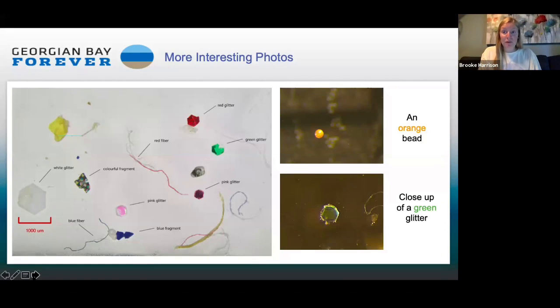And then just some fun, well, relatively fun, I guess, images that we are finding. It's not just microfibers we are seeing; different types of microplastics. So glitter, we're seeing red glitter, green glitter, pink glitter, blue fragment, white glitter. These beads, these orange beads, we are seeing a lot of different microplastics. The majority is microfibers, but we are seeing other microplastics in these filters that we are capturing.